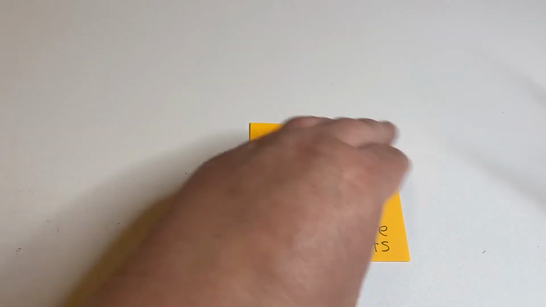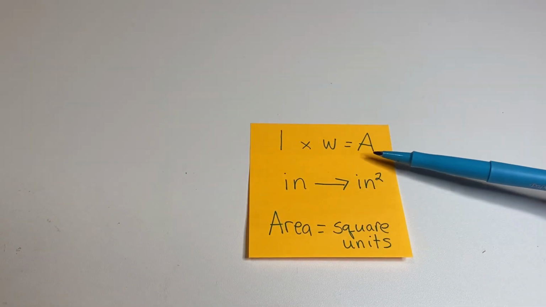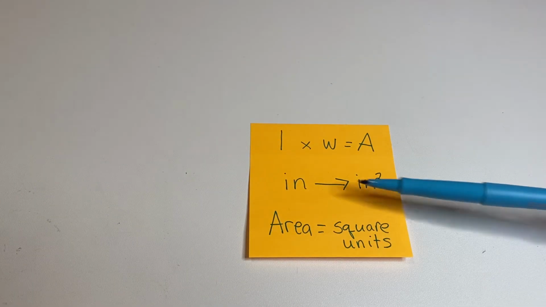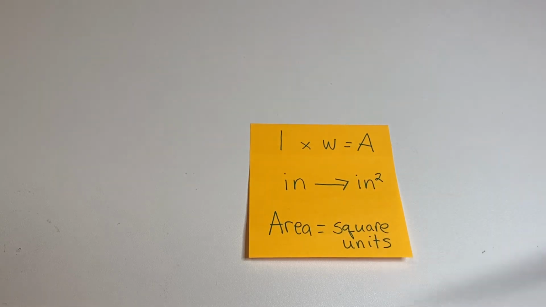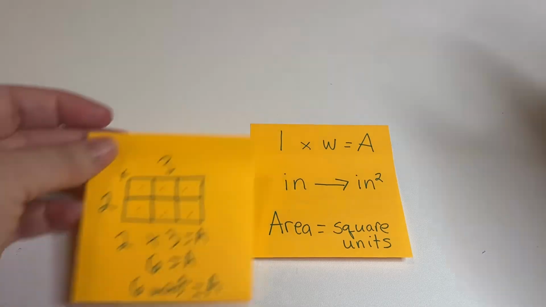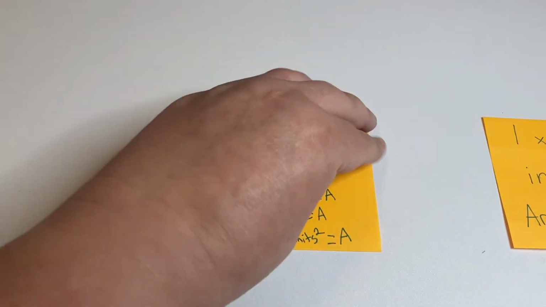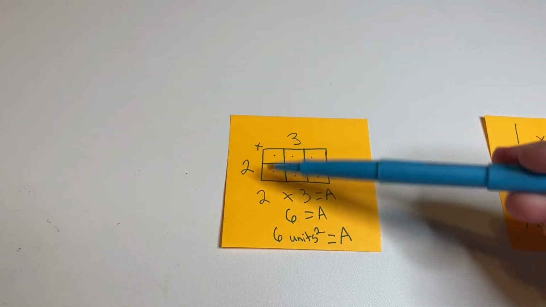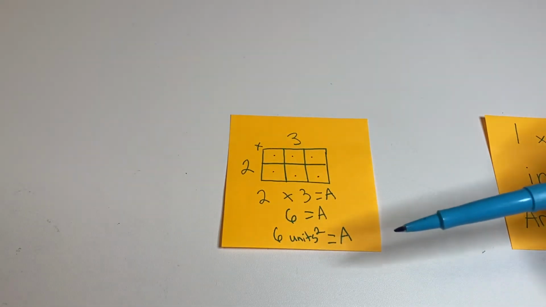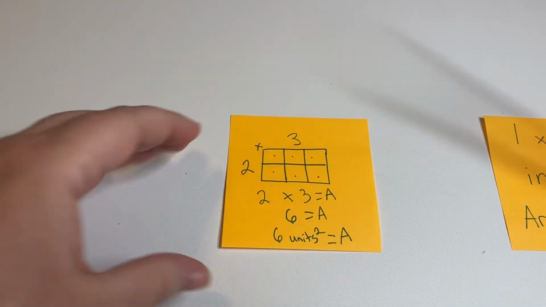And one thing to remember that we also talked about yesterday is that when we are finding area, it's going to be in square units. So inches would become square inches, and we're literally talking about those squares. Go back to our example. We're literally talking about how many of these square units are inside the perimeter of the shape, in this case, the rectangle.